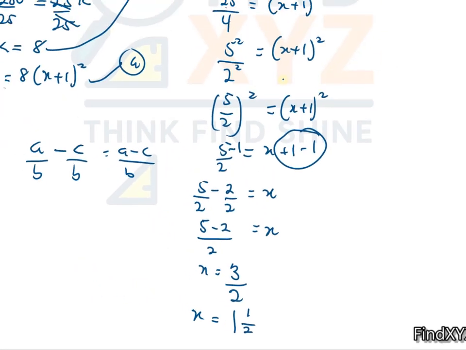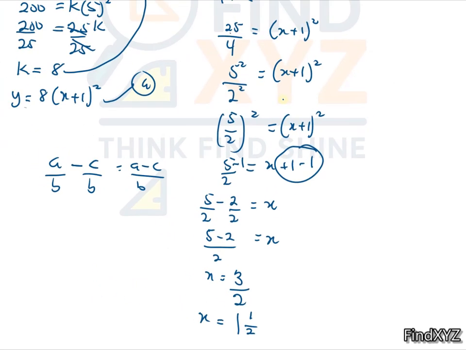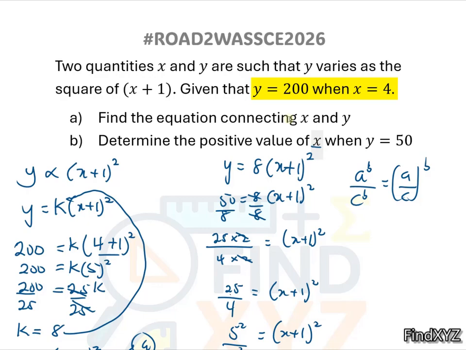That is the value of x. So you realize that we started with y to be 200 and x was 4. Now what's something? As y decreases, you realize that x has also decreased. So you realize that they are all moving in the same direction. So with direct variation, as one quantity increases, the other quantity will also increase. As one quantity decreases, it means that the other quantity will also decrease. At any point in time, they are all moving in the same direction.